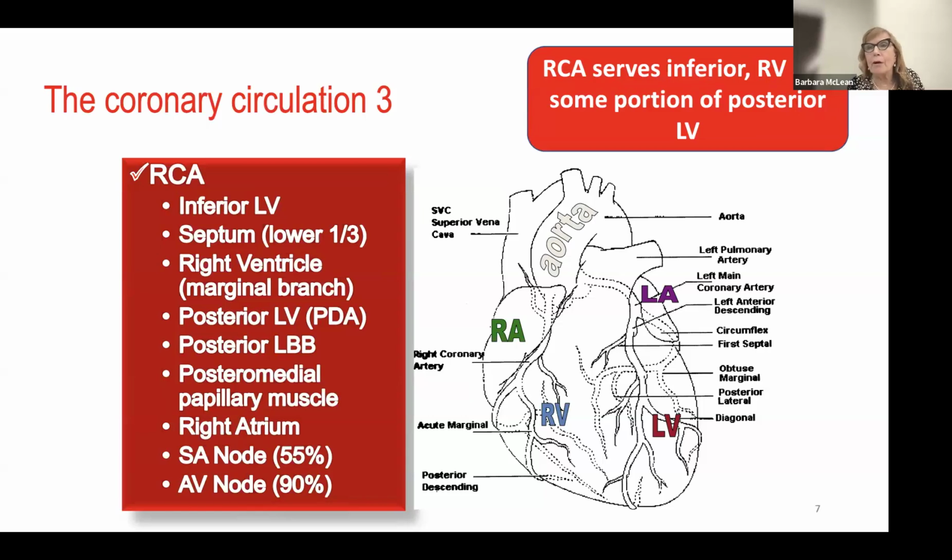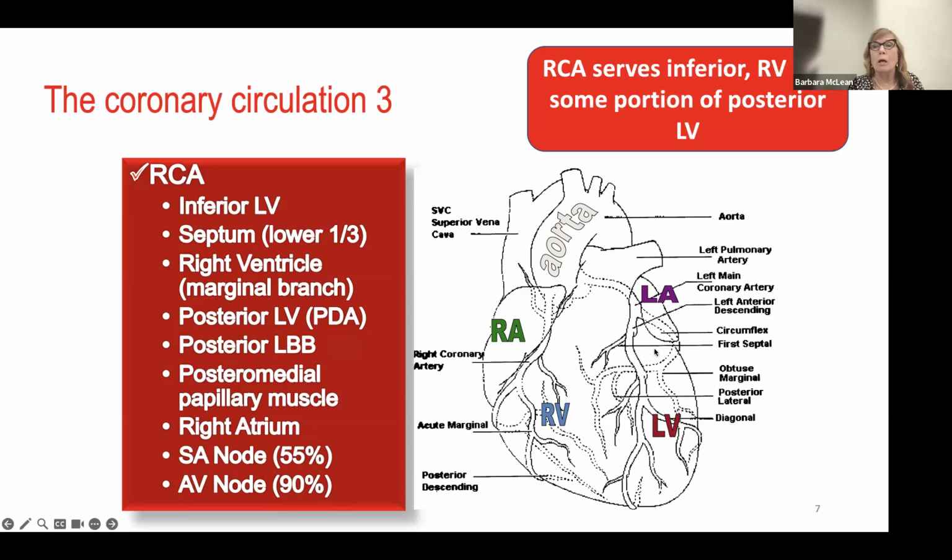And then the right coronary artery. From my point of view, the right coronary artery, like the right ventricle, is profoundly underestimated, and we're not so worried about it when we have concerns and considerations for patients. But the right coronary artery supplies the inferior LV, the lower one-third of the septum, the right ventricle, the posterior left ventricle through the PDA, the posterior left bundle branch, posterior medial papillary muscle, more than half of the blood supply to the sinus node, and 90% of the blood supply to the AV node.